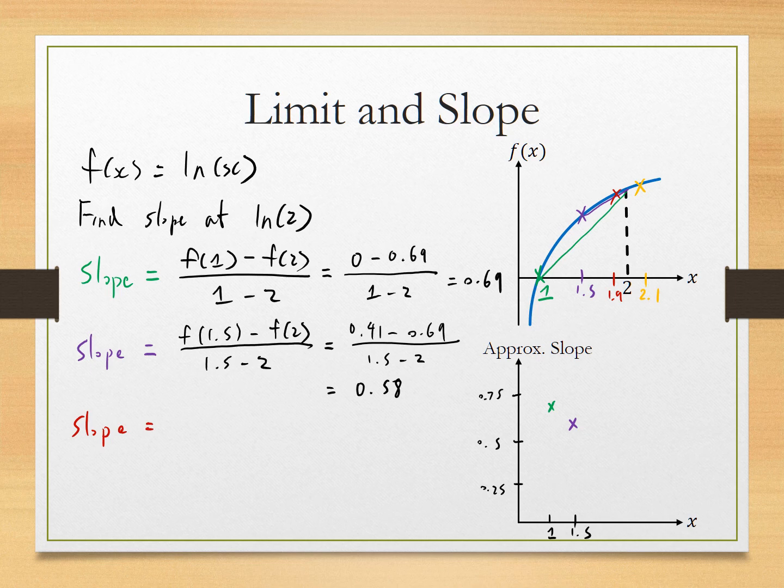You can very quickly punch the calculator. So I'm just going to speed things up. You get the idea. So 1.9, F1.9 minus F2 over 1.9 minus 2. If you punch the calculator, that's log 1.9 minus log 2. And what you get is 0.51. So now we have 1.9 and we have 0.51. Finally, one more.